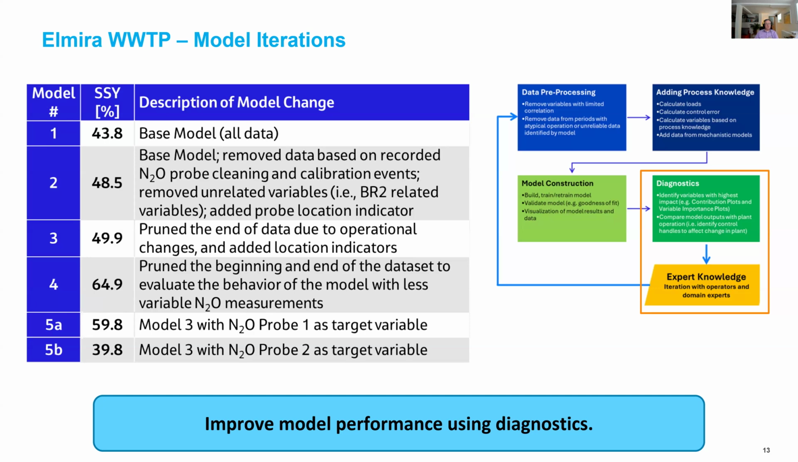So then we started to prune the data even more. There were some operational changes in the beginning, and we realized that one of the probes was moved around, right? So it's pretty difficult if you try to model a moving target, right? And then the biggest change was when we took out a chunk of data where we identified the model was just not fitting at all. And you see the improvement by 20%, right? So that is a major improvement.